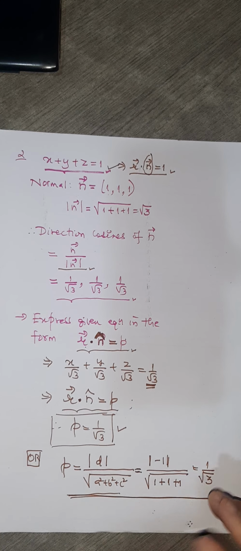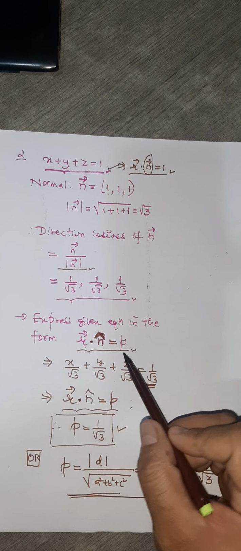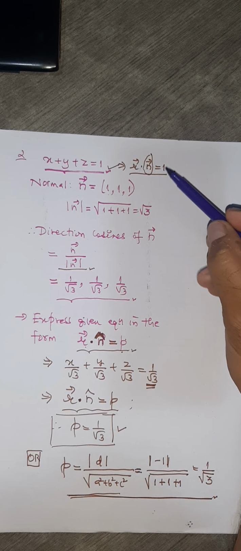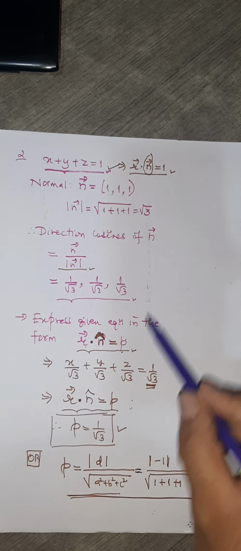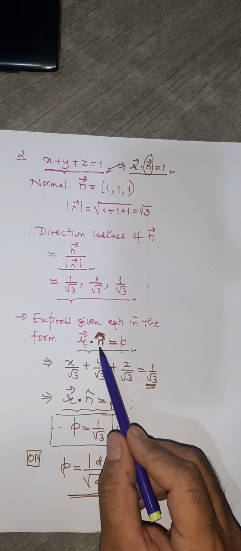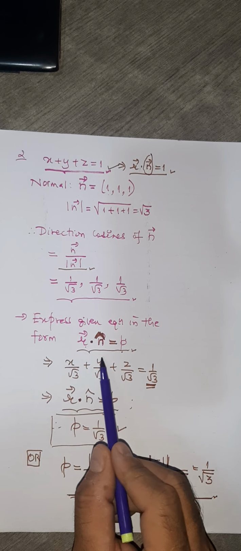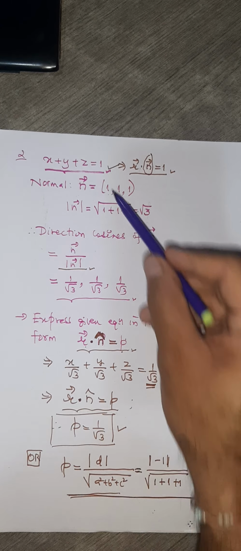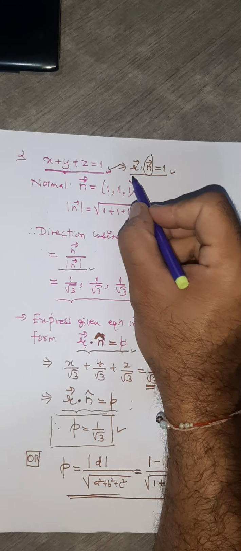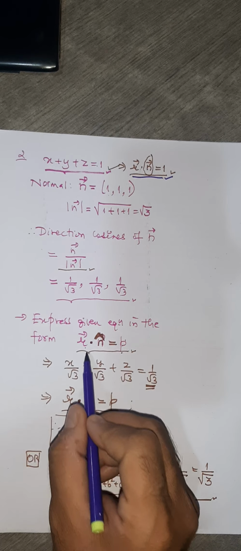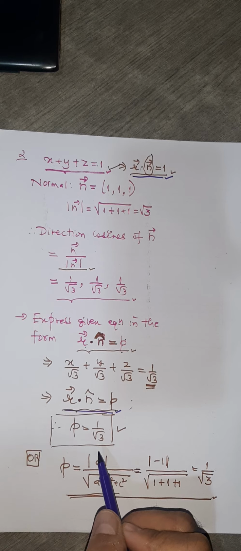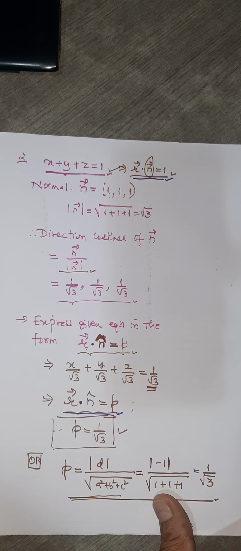Do you understand the difference between this form and this form? Here, this is just a normal to the plane, and here this is a unit vector, which is the direction cosines. So to do that, I just divided the entire equation by root 3. So this equation now reduces to this form. And then that p represents 1 by root 3.